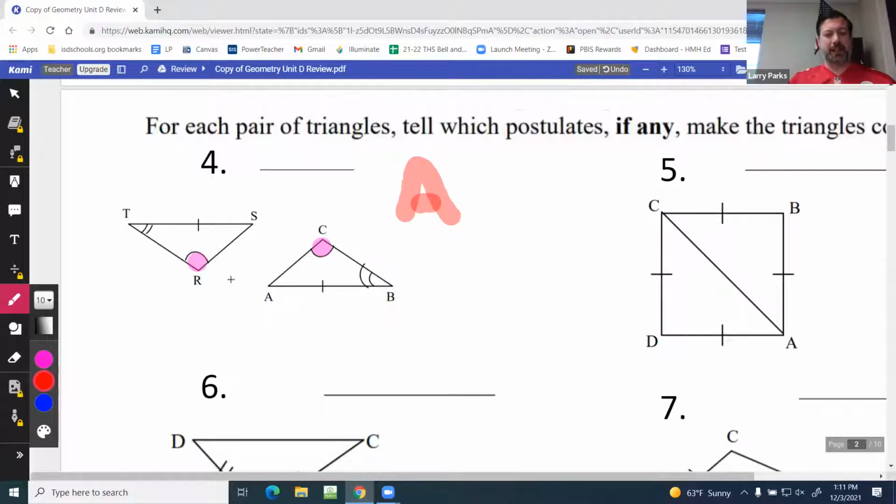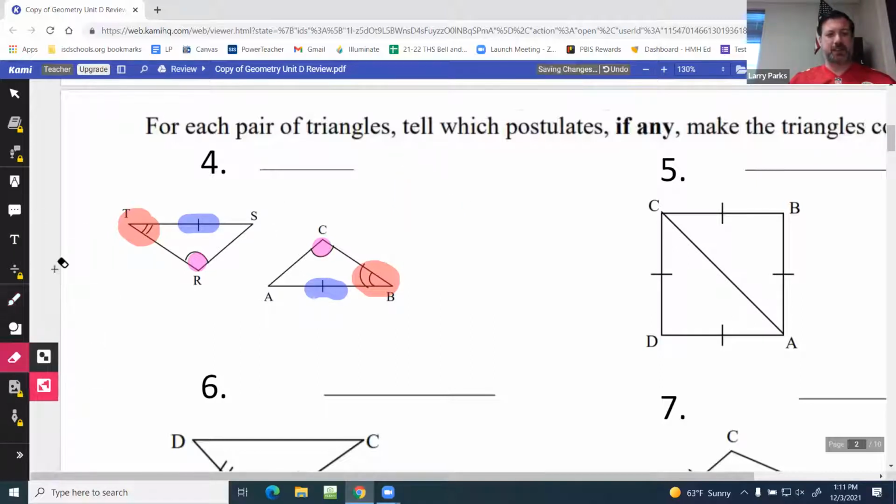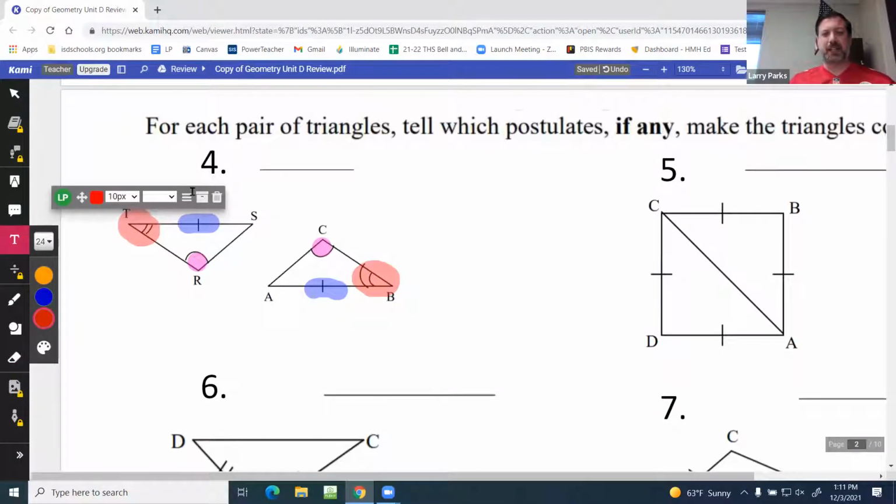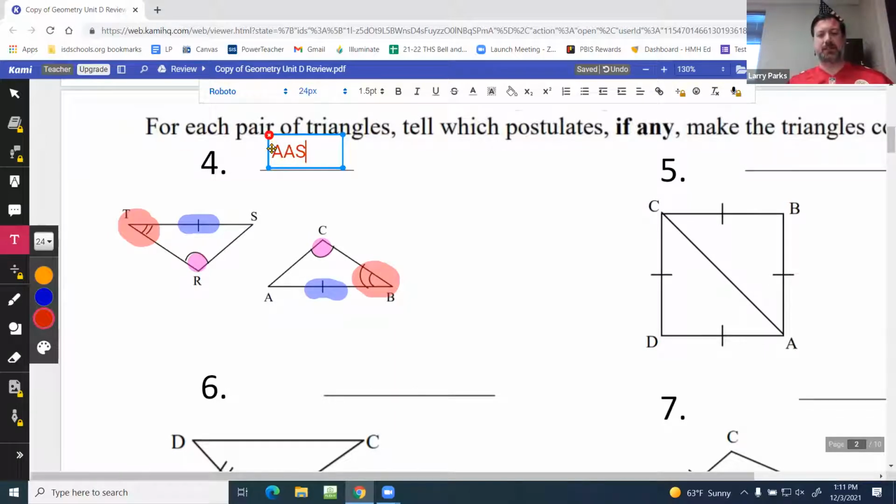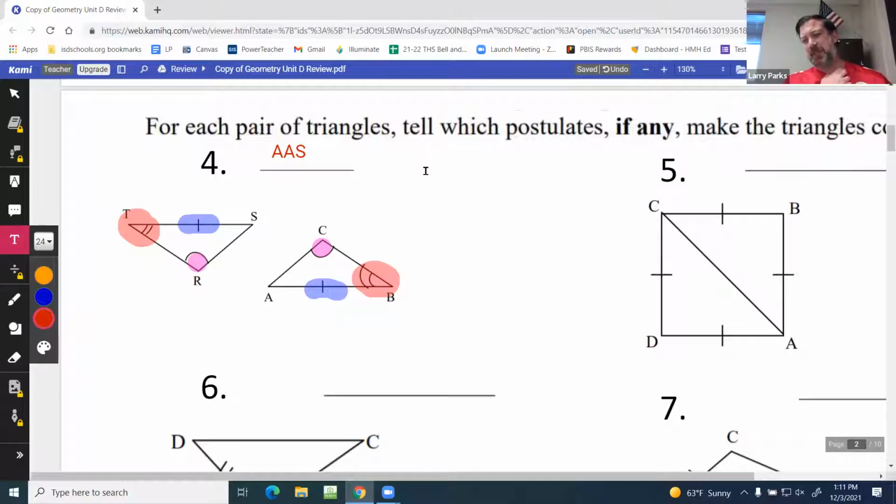So we got A, and then we know that this angle equals this angle. So that's another A. And then we know that side equals side. So putting all that together, I would say angle, angle, side. Okay, and sometimes people call it SAA. It really doesn't matter the order because you could call this side, angle, angle.